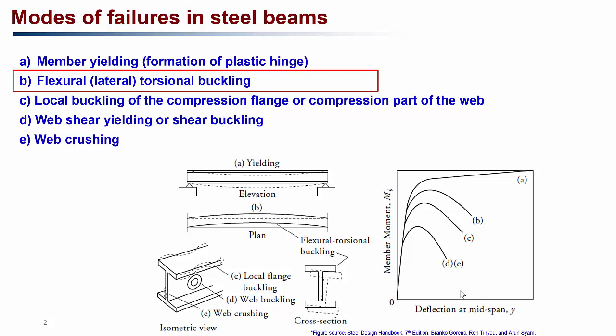In this video, we'll look into another mode of failure that we can see in steel beams, and that mode of failure is called lateral torsional buckling. And as you can see in B here, it is a lateral or flexural torsional buckling. You can see it is a top view, and you can see that the beam has buckled laterally, and it will be twisting as well. So we'll look at this mode of failure in this video.